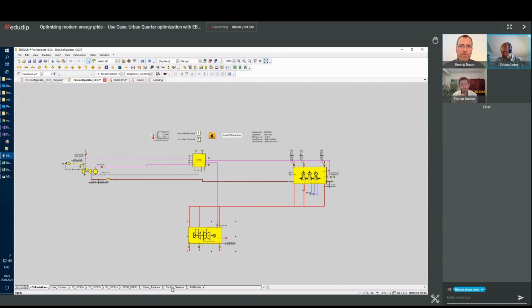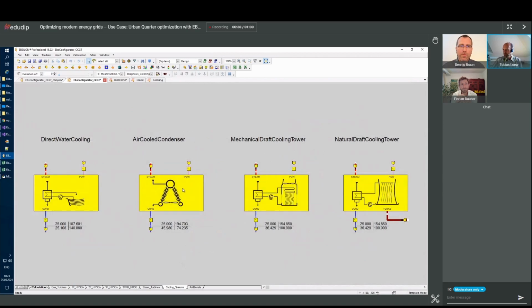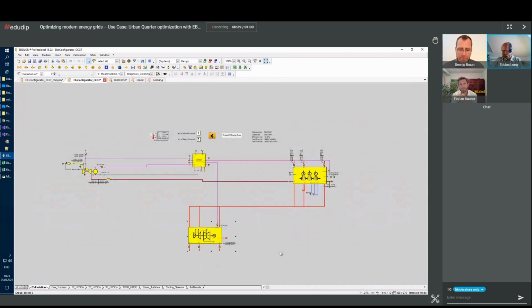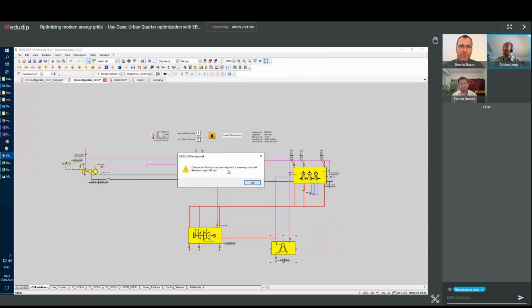And we can also add an additional cooling system. Let's take an air-cooled condenser also and put it also, I'm not sure where to put it right now. Let's put it here, and again, click on the connectors, and it's also calculating already.